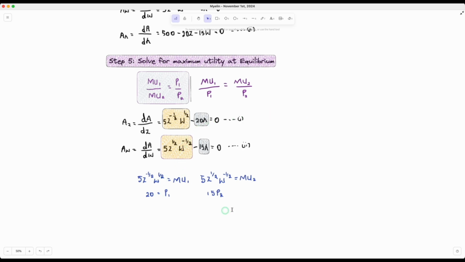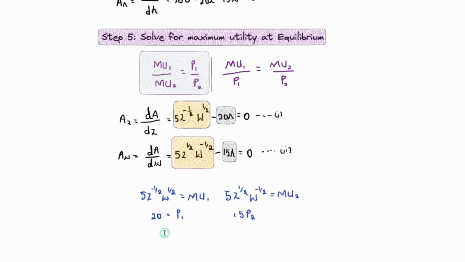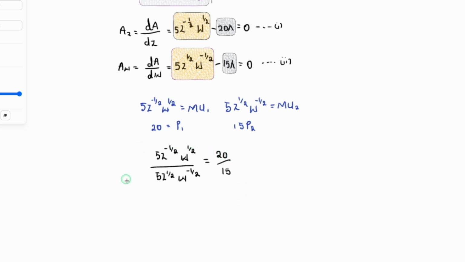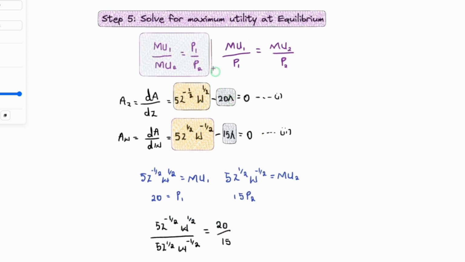That is what we're now going to substitute. We're going to substitute these variables into this equation here. So we have our mu1 first of all, that is 5z power negative a half power a half over 5z power positive a half w to power negative a half is equals to 20 over 15. So if you look at this carefully, what we've just come up with is what is being represented here in this particular formula. So in short, we've established the first two equations at equilibrium.